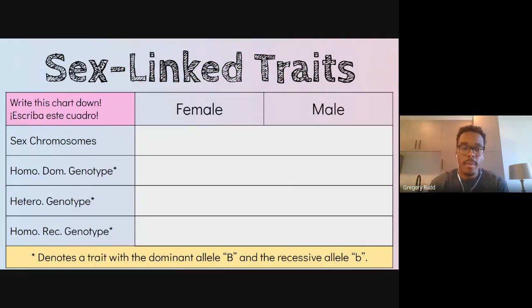Remind me. Well, actually, I want you all to take about 30 seconds to copy this chart down before we fill it in. Please write this chart down in your notes. Escriba este cuadro. Cuadro.